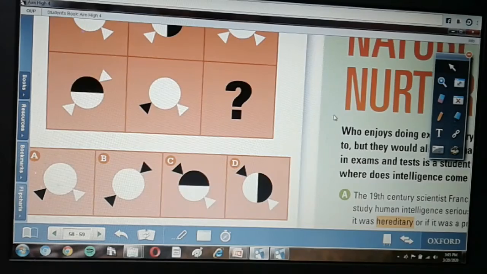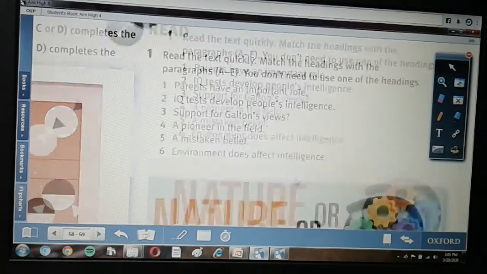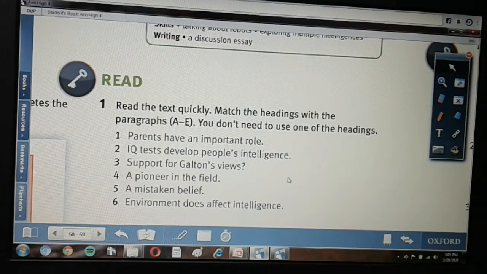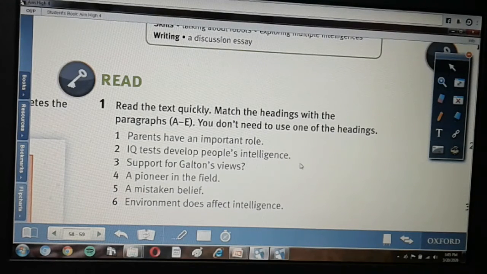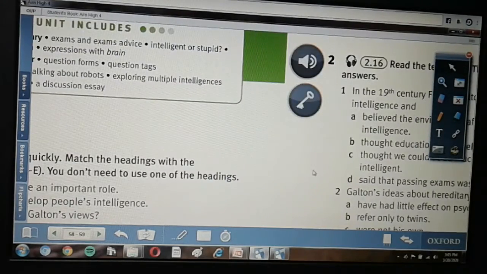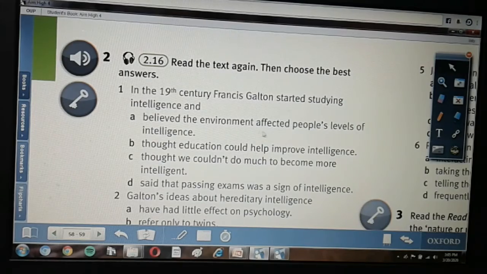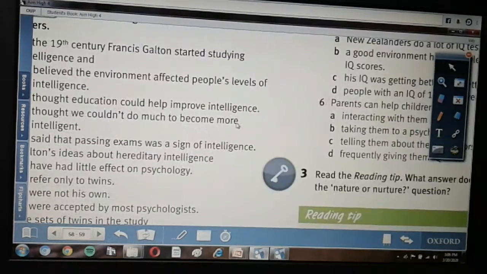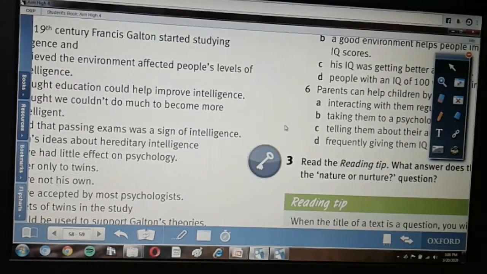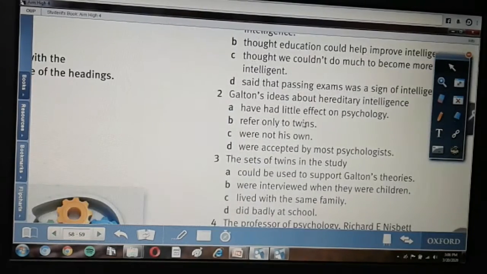Good. Okay, so that's only an intermezzo. Now let's go back to the reading part. Pay attention to the first part, guys. Read the text quickly, and here you have to match the headings with the paragraphs A to E. However, among those headings, you actually don't need to use one of them. The second part is also about the content of the text. Later, you have to read the text again and then choose the best answers, just like usual. You have to do 6 numbers here. So only 2 parts about the reading part.